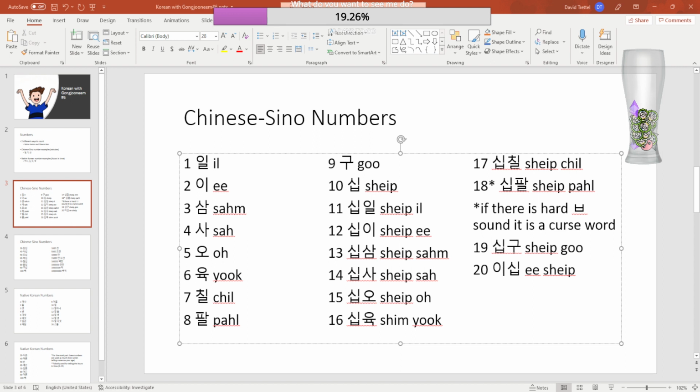Hard B, yeah. So if it's the hard P, then it's really kind of strong. People kind of get angry at that, but the softer one is fine. Yes, 16 still has the M sound. That is actually the only one that I can really think of that does change the actual sound. Again, 18, we do have to be careful, but 16 does change.